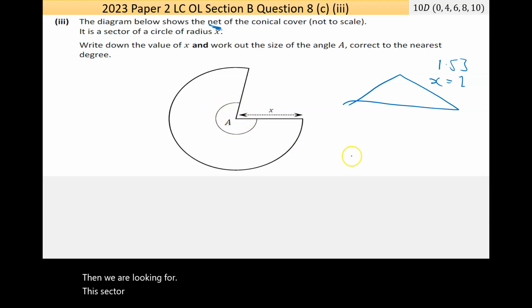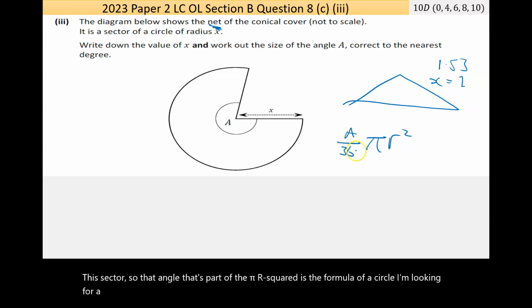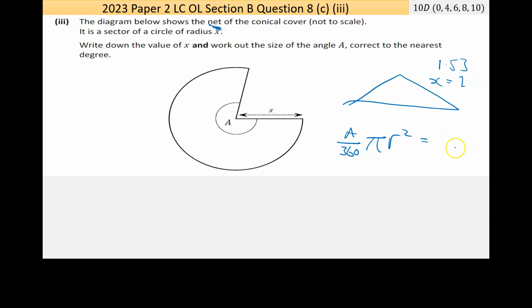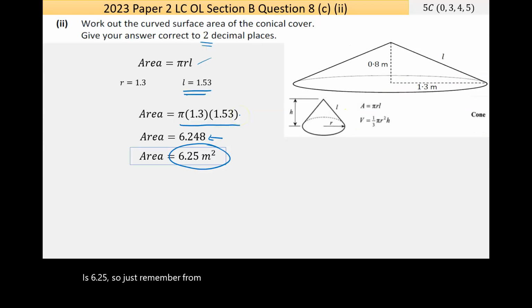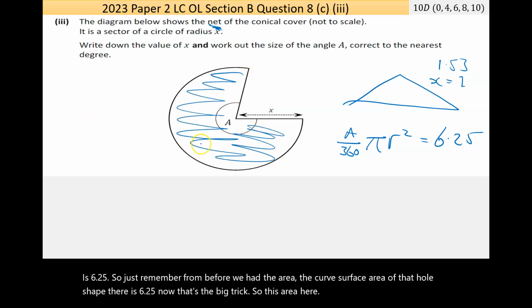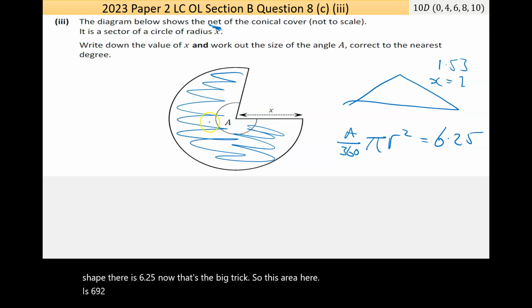So that angle, that's part of pi r squared, which is the formula of a circle. I'm looking for a certain part of it, okay, and that's equal to the area we had, which is 6.25. So just remember from before, we had the curved surface area of that whole shape there is 6.25. Now that's the big trick. So this area here is 6.25. Now, if you didn't cop that, this is a bad question.